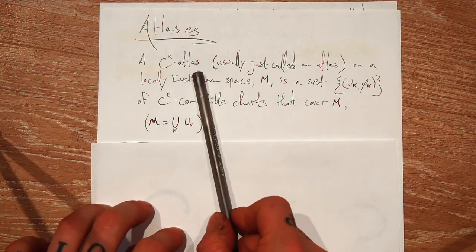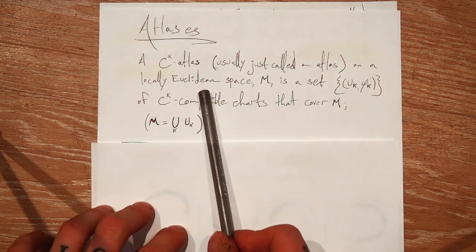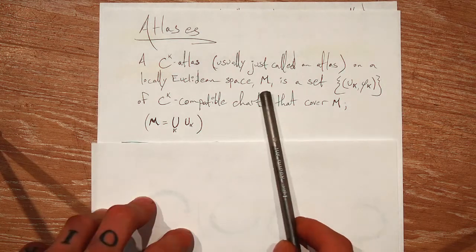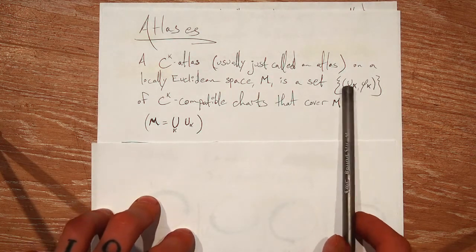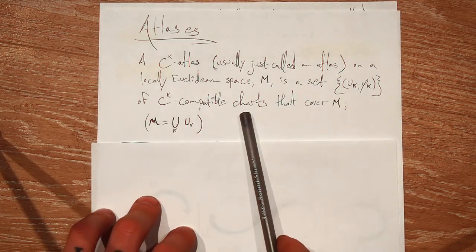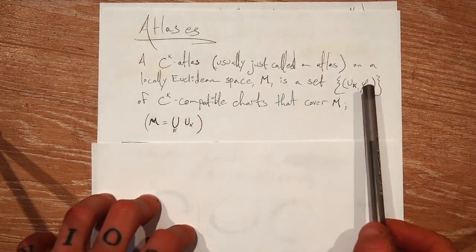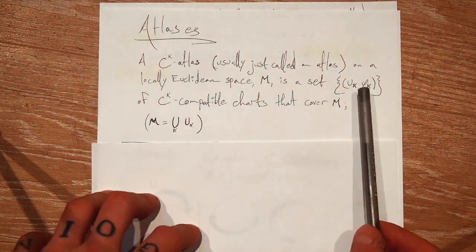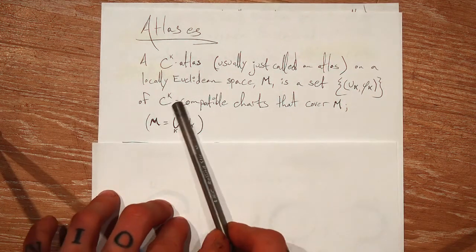A C^k atlas, usually just called an atlas, on a locally Euclidean space M is the set. We're indexing over alpha, so there are many of these pairs in here, which are charts. So it's a set of C^k compatible charts that cover our manifold. What is C^k compatible? That means the transition function from one of these charts to another is C^k differentiable.